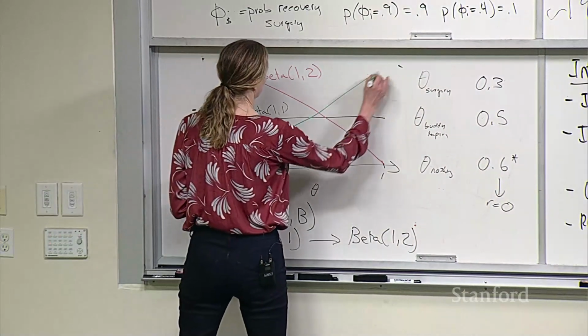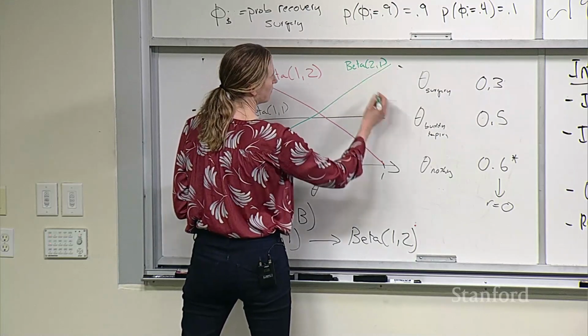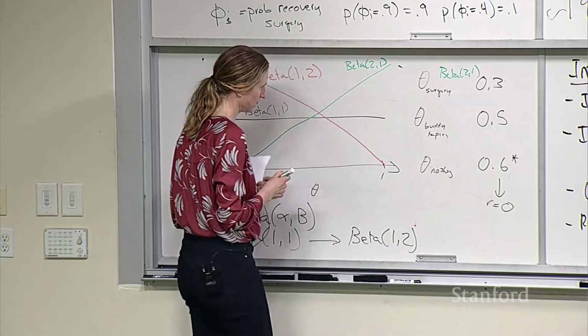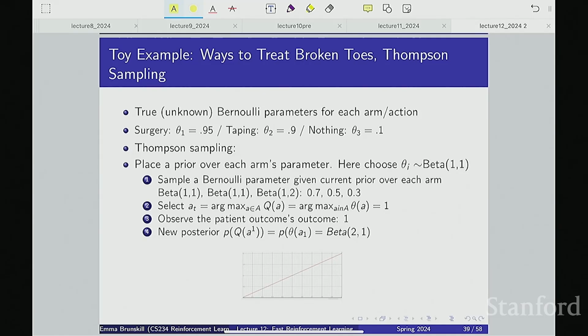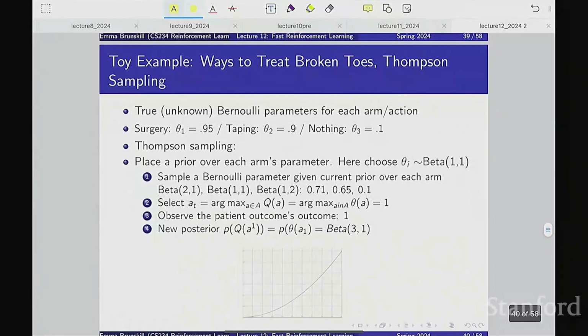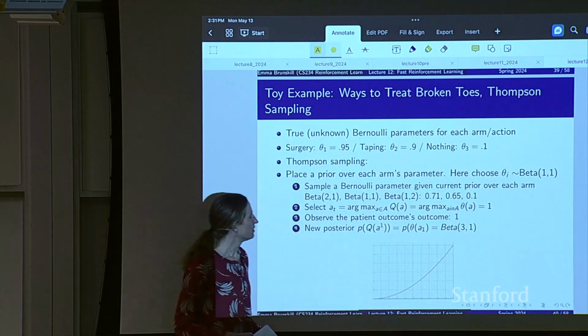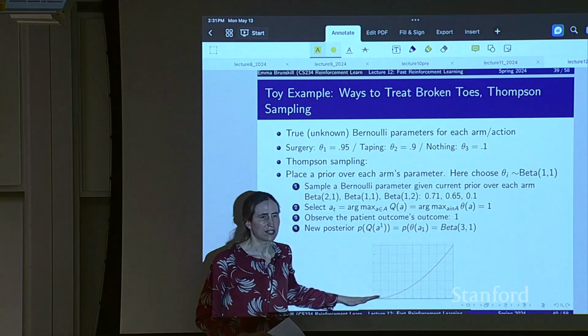And we have something that looks like this. I'm not being perfectly precise of the intersection. So now, again, we throw away all the old parameters that we've sampled so far. We're going to throw away the 0.7, the 0.5, and the 0.3, and we're going to resample. Okay. So this time, let's imagine we sample like 0.71, 0.65, and 0.1. And we again observe that the outcome from surgery is successful. This is what a beta 3, 1 looks like.